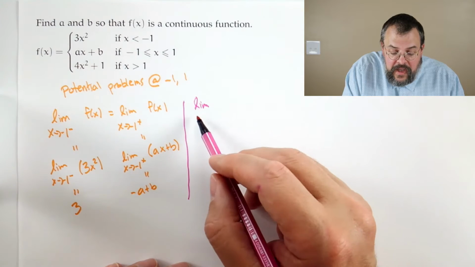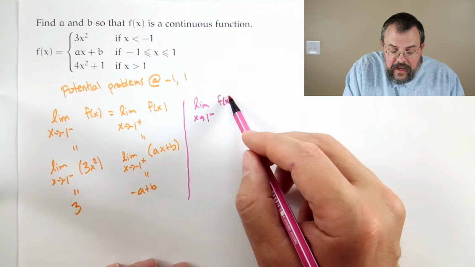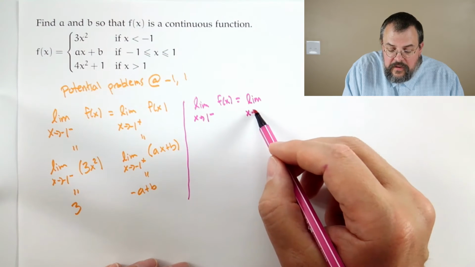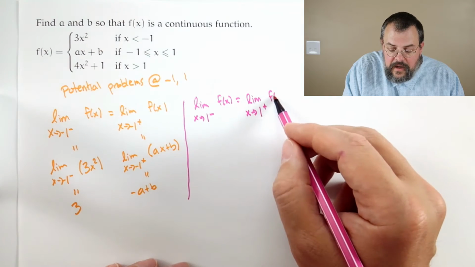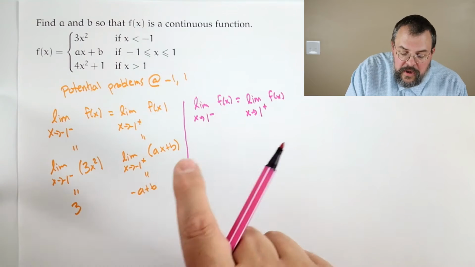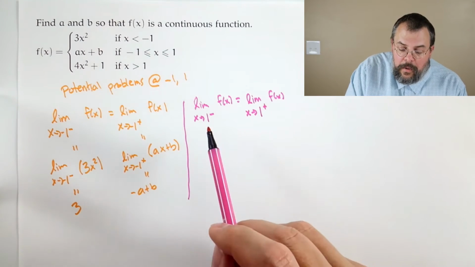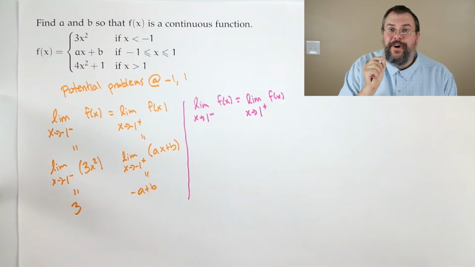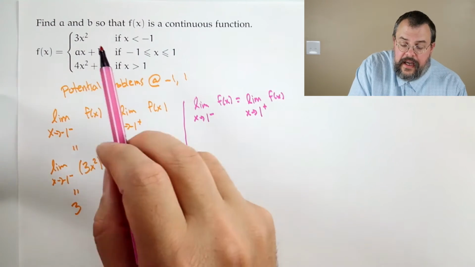So the limit as x goes to positive 1 from below of f of x needs to be equal to, if it's going to be continuous, the limit as x goes to positive 1 from above of f of x. Now, similar idea. Which part do we grab? Because there's three candidates, because there's three pieces. We want to be below 1, but really we want to be just below 1. And the part that's just below 1 is the line, ax plus b.